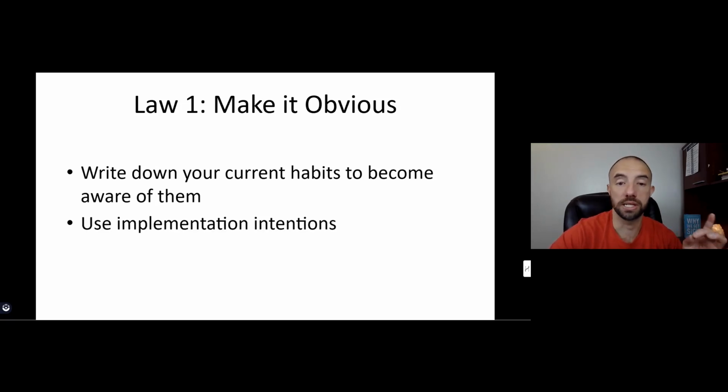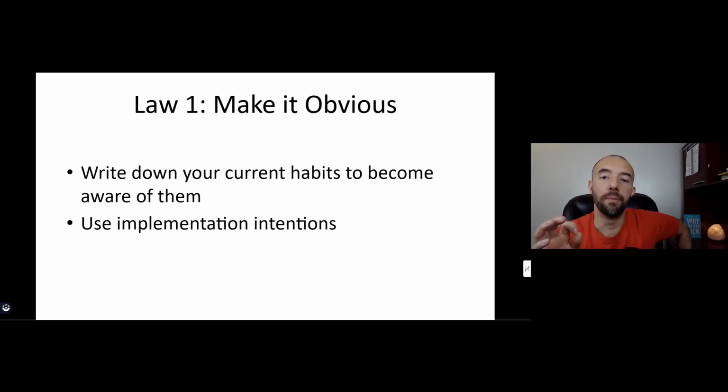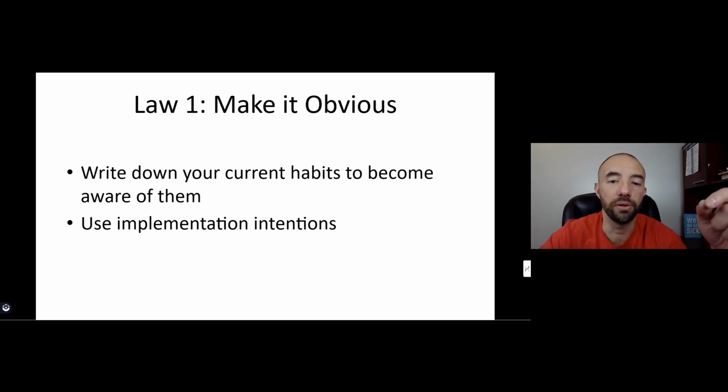So that brings us to number 2 here, which is use implementation intentions. So once you know your current habits, the next step is to make the new ones obvious by deciding exactly when and where you'll do them. And it's a super simple formula. So it goes something like this: I will behavior at time in location.